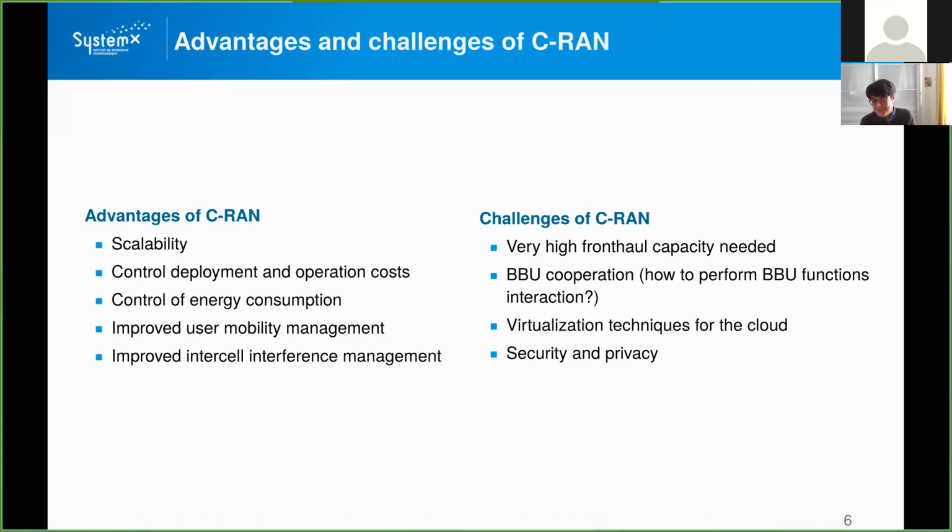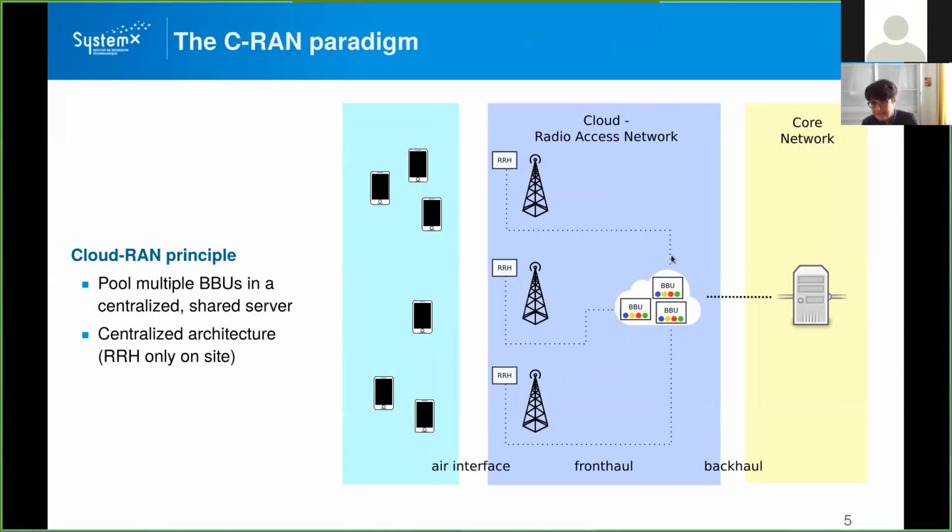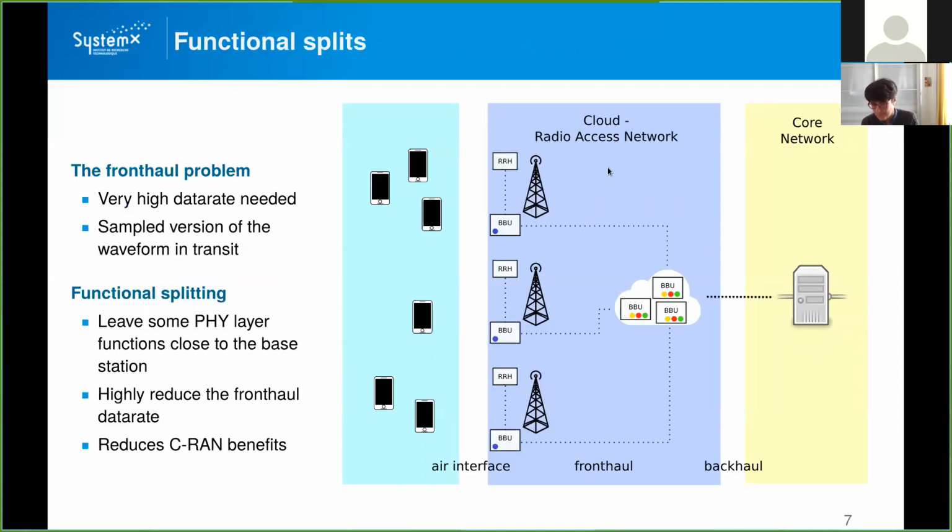Then we have the challenges. Sharing this information across different BBUs virtualized in the same data center is a problem in itself that needs to be solved. Then you have to solve the problem of virtualization in the cloud. And the biggest problem concerning CRAN is that across this fronthaul, you need to transport a very, very high data rate, and the technology to do that is not there yet. A solution to this problem of the bandwidth needed in the fronthaul is to split the functions that need to be performed in the BBU pool.